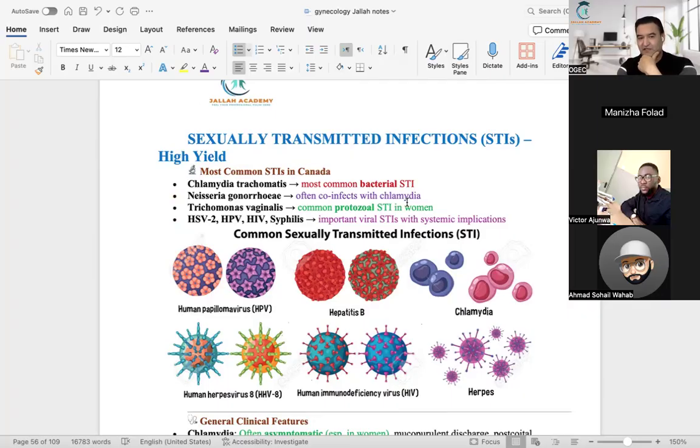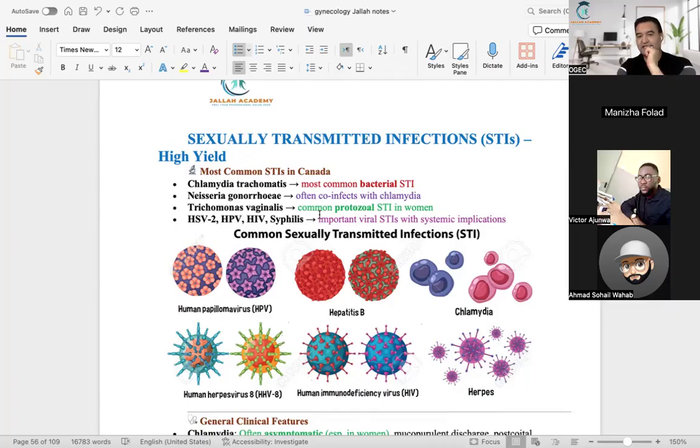Neisseria gonorrhea usually coexists with chlamydia. If you have a patient who has chlamydia, always treat with ceftriaxone and doxycycline to cover for Neisseria gonorrhea as well. If you have Neisseria gonorrhea, you can treat it on its own, but if you have chlamydia, you have to treat Neisseria gonorrhea along with the chlamydia.